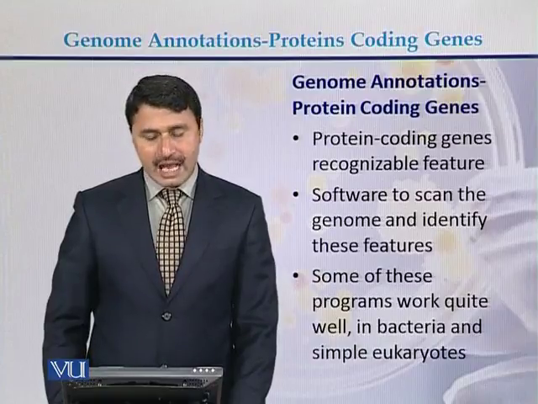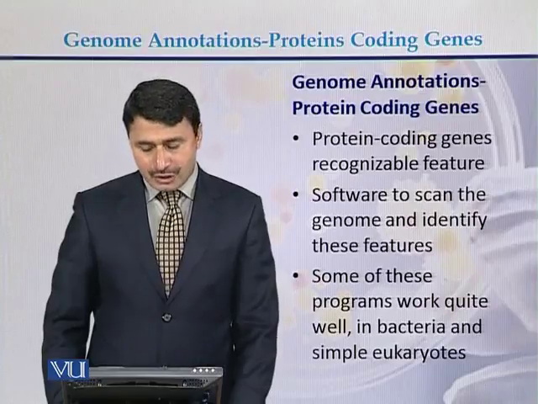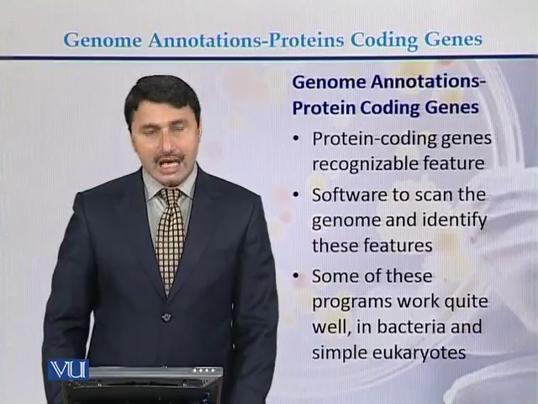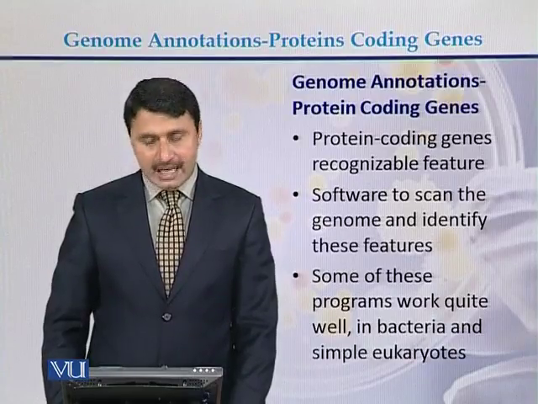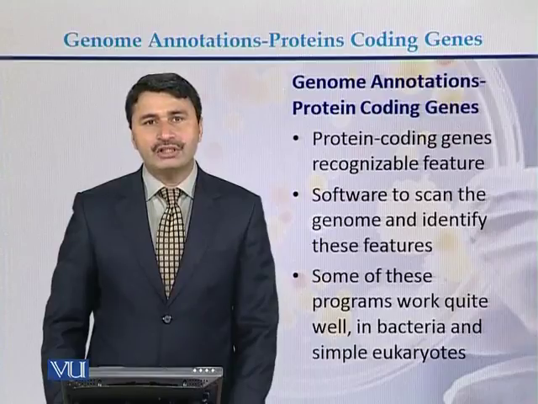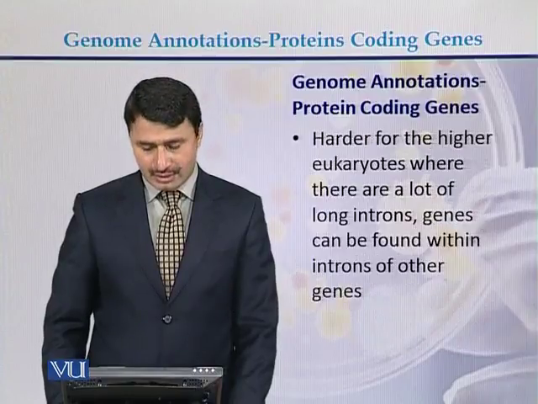Protein coding genes have recognizable features. Software can be used to scan the genomes and identify those features. Some of the programs work quite well, particularly in the case of bacteria and simple eukaryotes. So they can easily identify the genes within the sequenced genomes, or they can identify the functions of the genes.